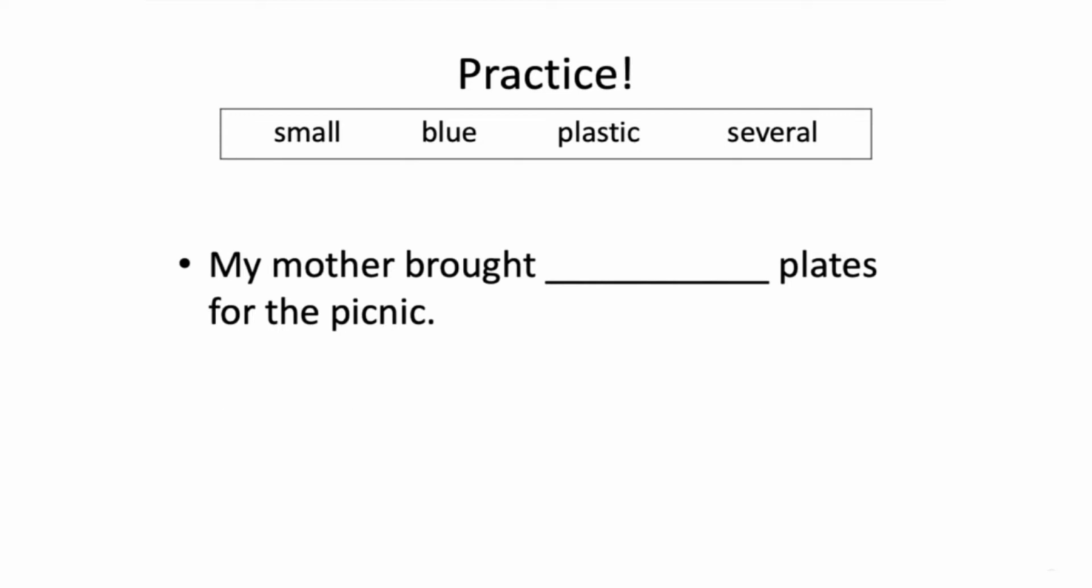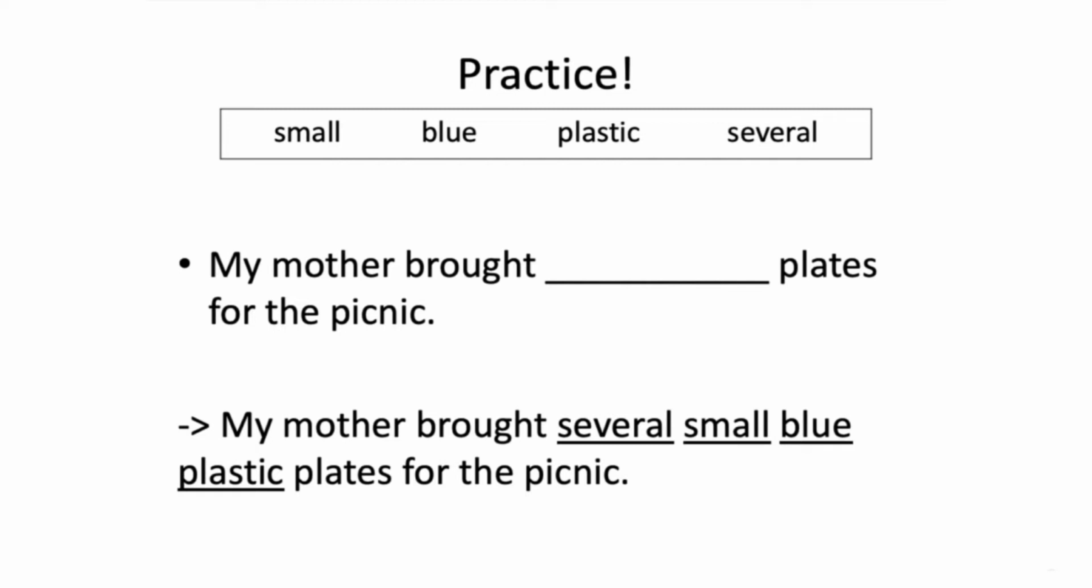My mother brought several small blue plastic plates for the picnic. These are cumulative adjectives and therefore must be arranged in order. In this case, we have the quantity, the size, the color or appearance, and the material.